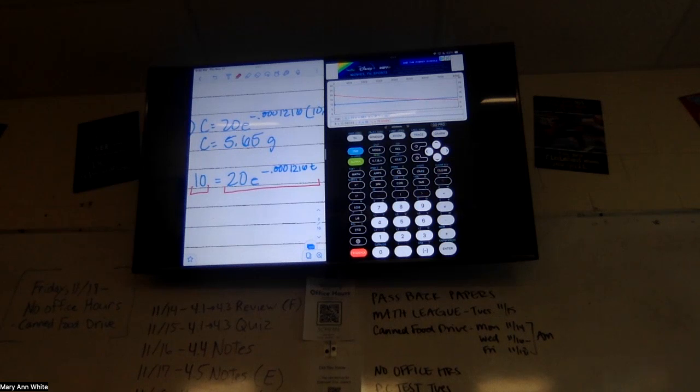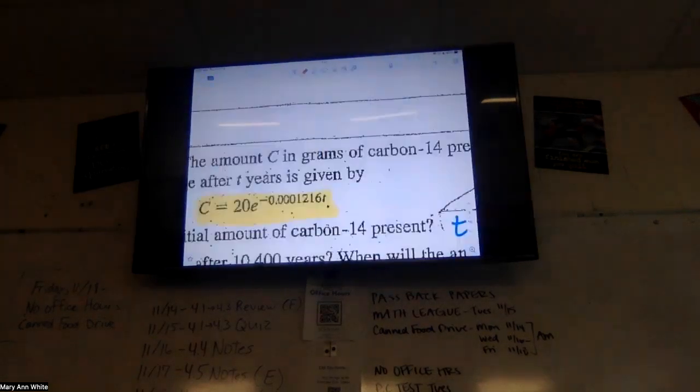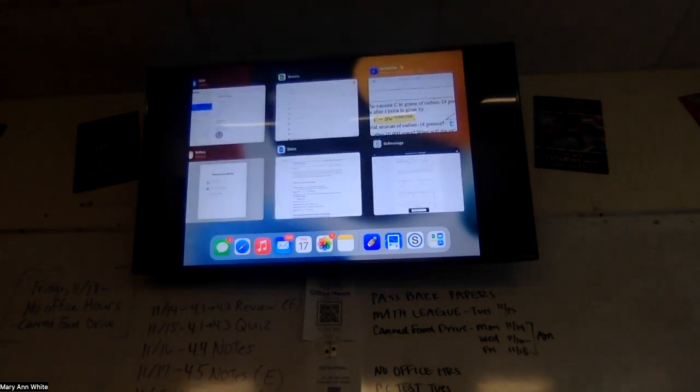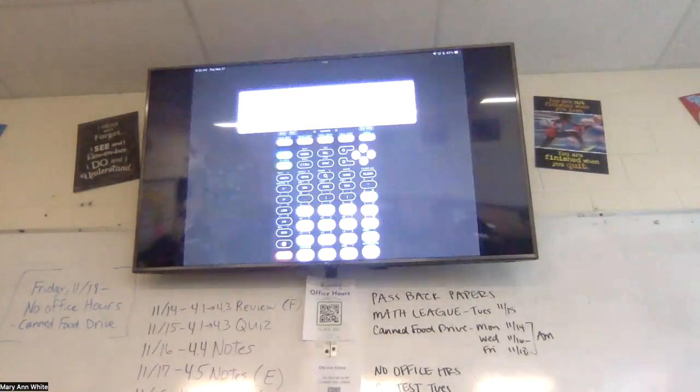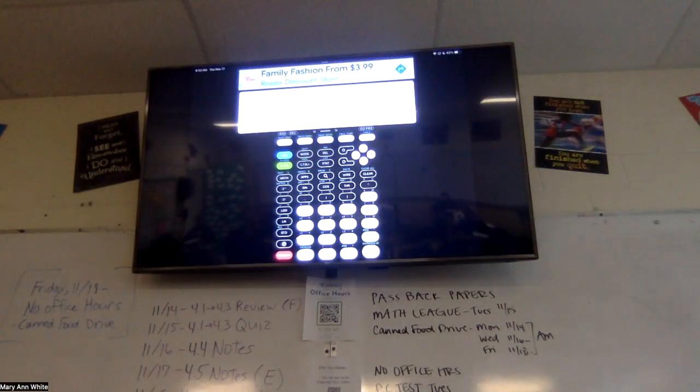I care about where they intersect, so I'm gonna go second trace, intersection. And I'm gonna go left bound. Where's my mouse? Every time I need my calculator, it decides it wants to not do what I want it to. Good, there's my intersection. 5,700.22, blah, blah, blah.